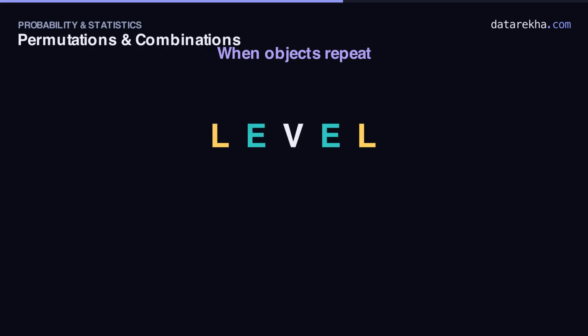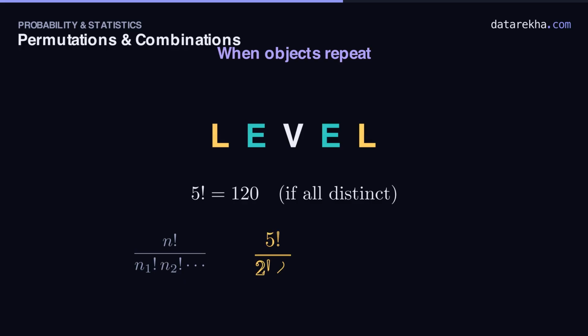Take the word level. 5 letters. But the two Ls are indistinguishable. And so are the two Es. If every letter were unique, there would be 5 factorial, 120 arrangements. But swapping the two identical Ls produces no new word. And the same for the Es. So we've counted each real arrangement too many times. The fix is to divide out those invisible swaps. Divide by 2 factorial for the Ls and 2 factorial for the Es. 120 over 4 is 30 genuinely distinct arrangements.